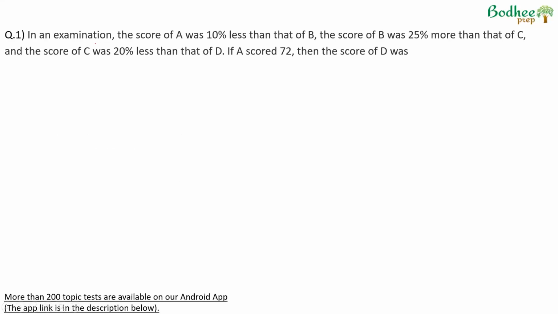If you look at the questions, this is question number 1. Question 1 says, in an examination, the score of A was 10% less than B. So whatever B scored, A scored 10% less than that. The score of B was 25% more than C. So whatever C scored, B scored 25% more than that. And the score of C was 20% less than D. So whatever D scored, C scored 20% less than that. If A scored 72, what is the score of D?